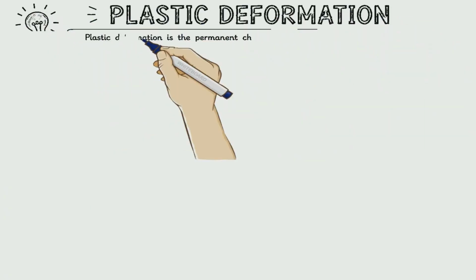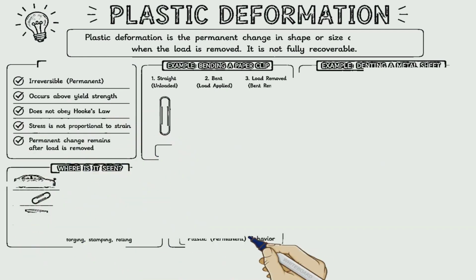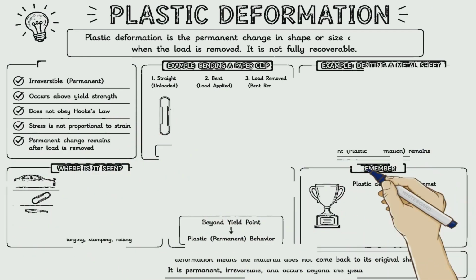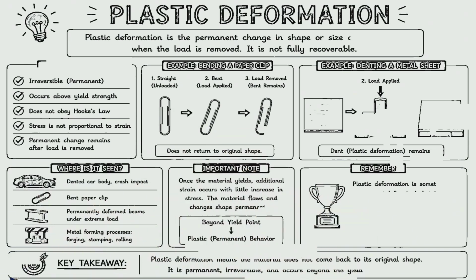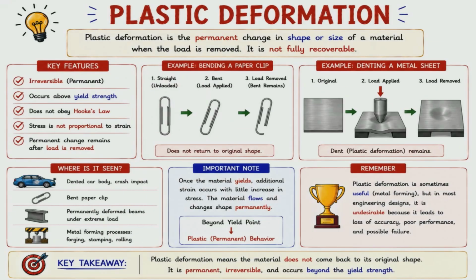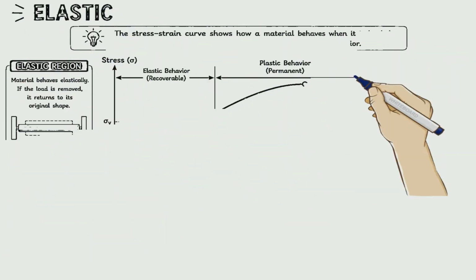Plastic deformation occurs when stress exceeds the yield strength of a material. In this region, permanent deformation remains even after the load is removed. Examples include a bent paperclip or a dented car panel. Although undesirable in most structural applications, plastic deformation is intentionally used in manufacturing processes such as forging, rolling, stamping, and extrusion. The stress-strain curve clearly separates elastic and plastic behavior.